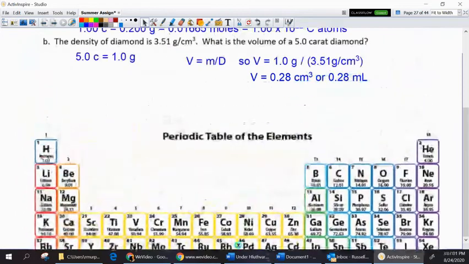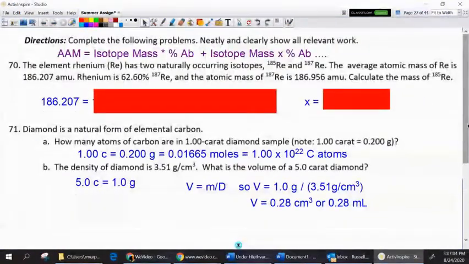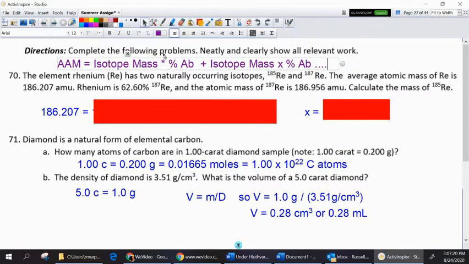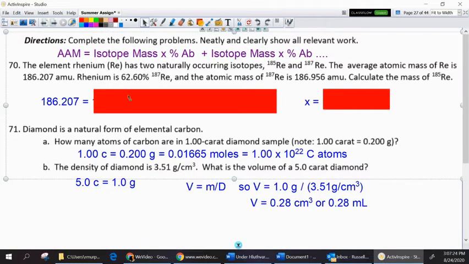So that 186.21 on the periodic table is actually an average of a couple of different isotopes. And here they're telling us that rhenium has two isotopes. So the mass of one isotope times its percent abundance plus the mass of the other isotope times its percent abundance should equal the average atomic mass. And I like to be consistent, so I'm going to use the multiplication sign there. The X is a multiplication sign.